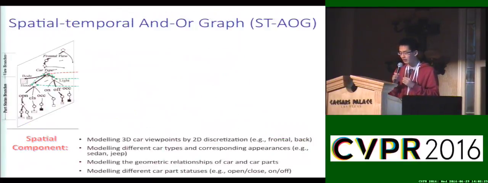Our model will model the car fluents in both spatial and temporal domains. So in the spatial domain, it will model the car viewpoints, the car types, and the corresponding appearance. It also models the geometry relationships of cars and car paths, and also the path status.